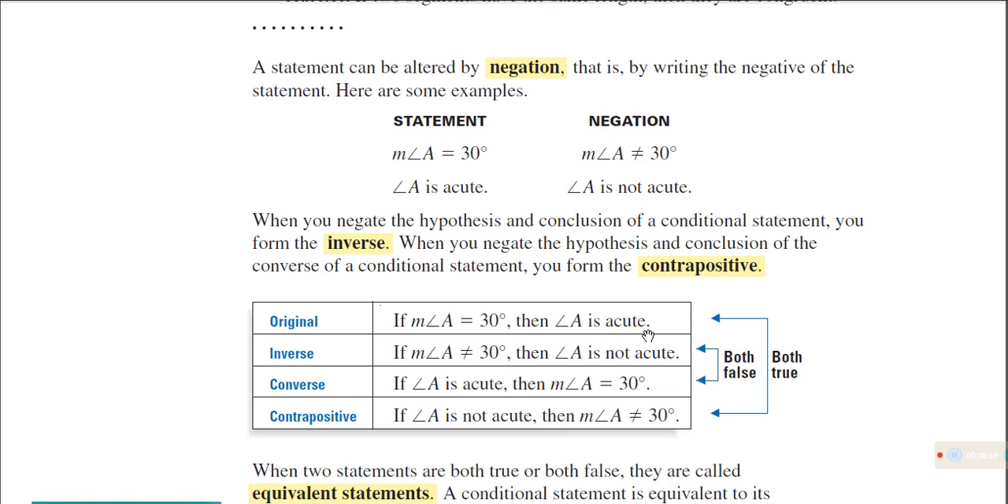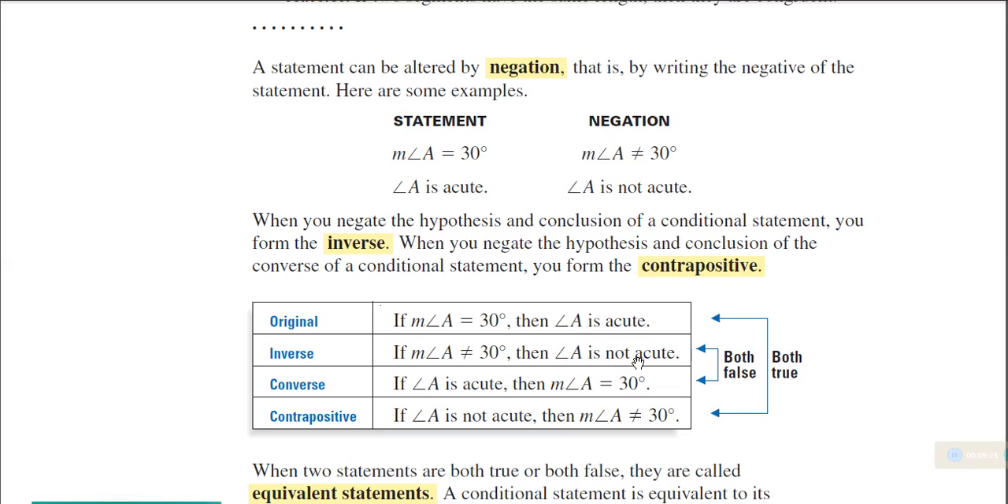Now, kunin natin yung inverse niya. Dapat, inenegate natin yung P at saka yung Q. So, ito si P, ito si Q. Yung if form, siya yung P. Yung then form, siya yung Q. So, if P, then Q. Inverse. If not P, then not Q. So, if angle A is not equal to 30 degrees, then angle A is not acute.